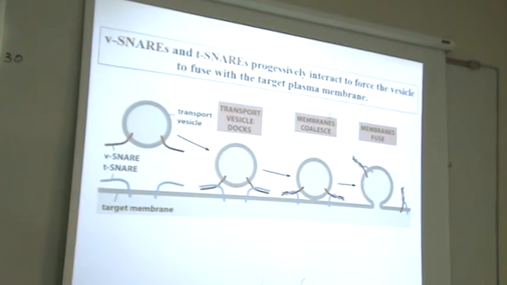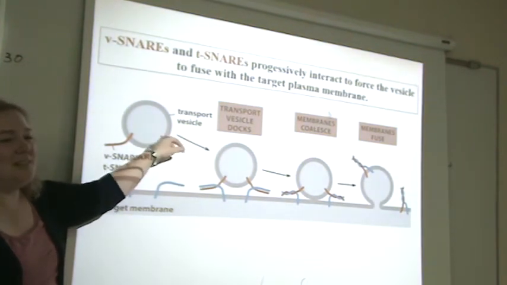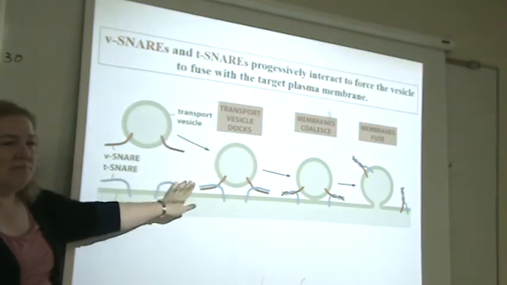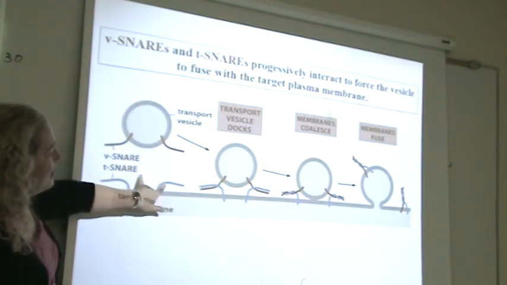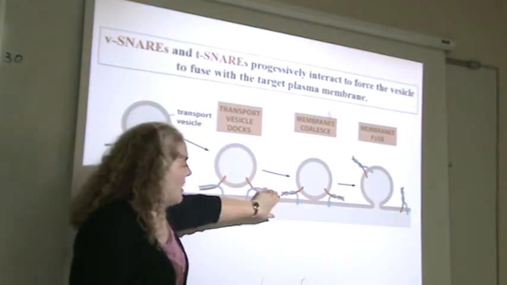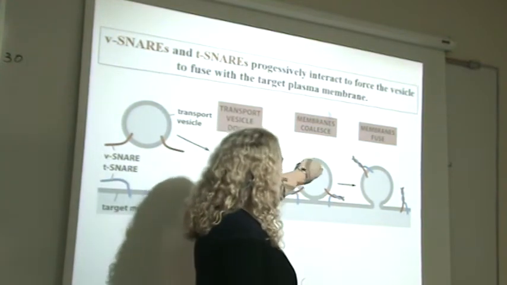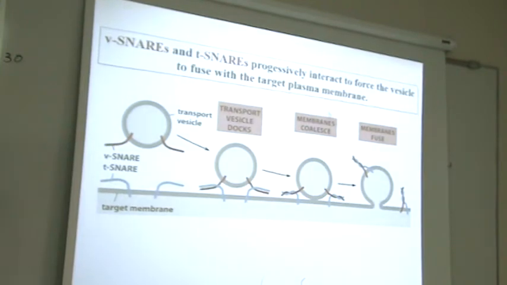Oh, here's another picture that would have been good to show earlier, but it's showing nicely that there is not just one V snare and one T snare. That would not be enough grabbing force anyway. There's multiple. If they can get close enough to interact, they do. When they do interact, they twist around each other, which forces the vesicle close enough to the membrane to get it to fuse. So once it fuses, the cargo has been taken to the appropriate location.